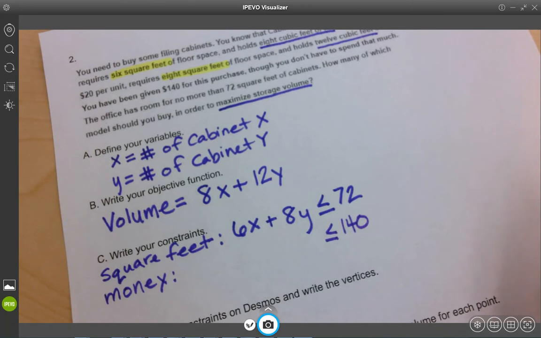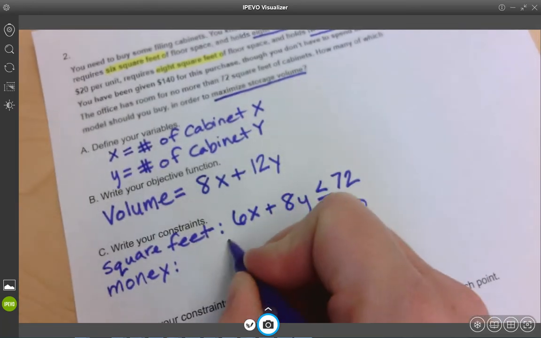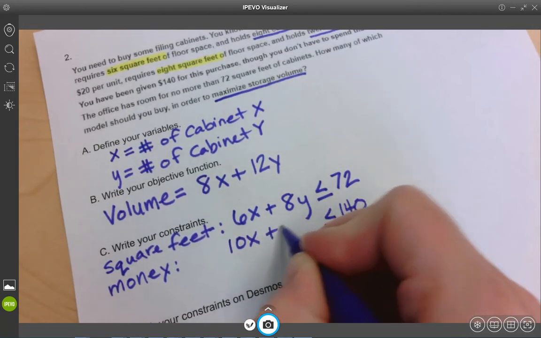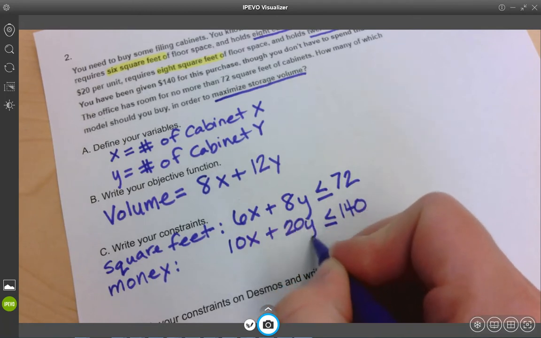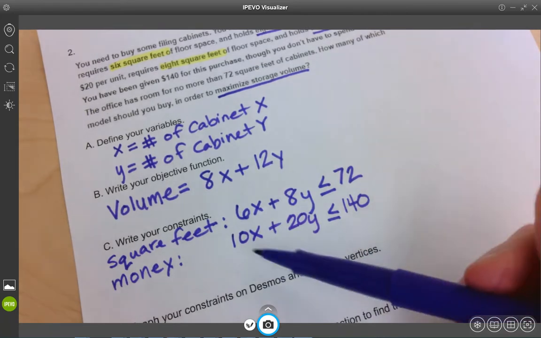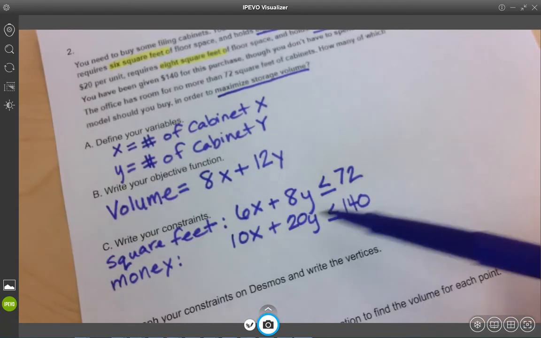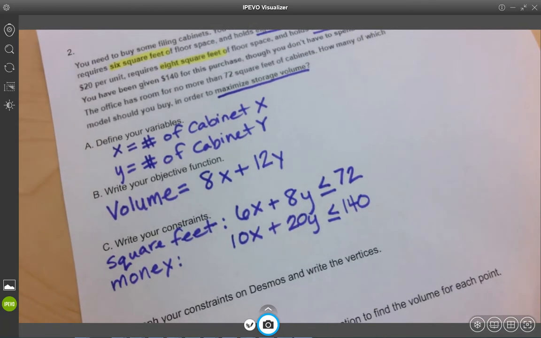So go back and find the costs for cabinet X and cabinet Y to write your inequality there. What you put for money? 10x plus 20y is less than or equal to? Yeah, 140. Very good. All right, so 10x, because that's how much the cabinet X costs, plus 20y is less than or equal to 140.